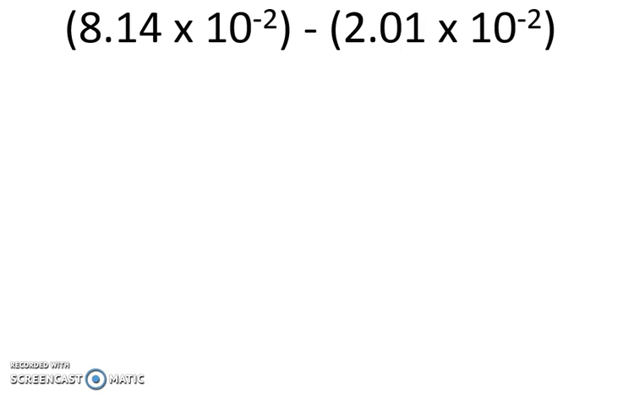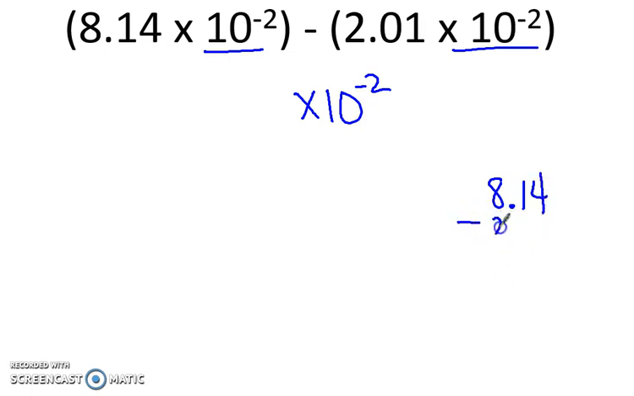Alright, so on this problem, we have a negative exponent. But we're still going to treat it exactly the same. It's still going to be part of our answer. This time we're going to subtract these two numbers because this time it's subtraction. So we have 8.14, we're subtracting 2.01, still lining up those decimal points.